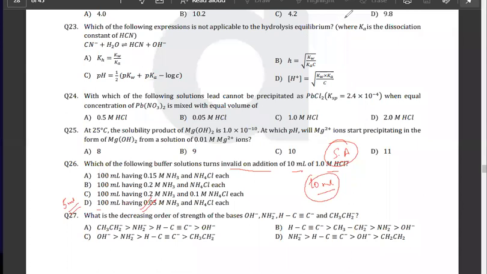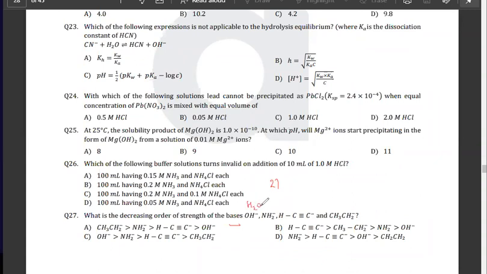Okay. Next, question number 27. Decreasing order of strength of base. So two methods to know the strength of base. First, make the corresponding acid and check its strength, and do it opposite. Second, check the tendency to give electrons. Better is to make the conjugate acid.